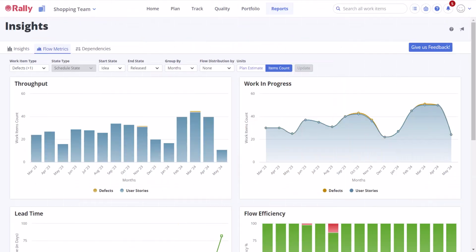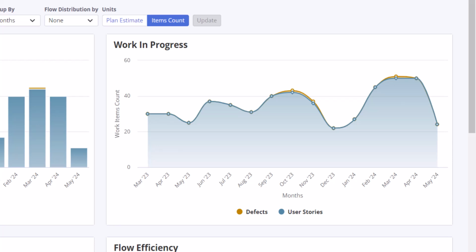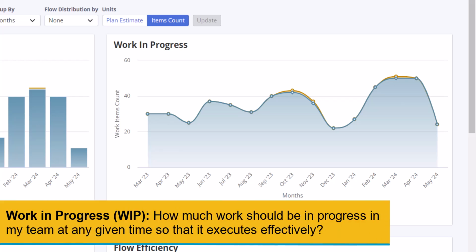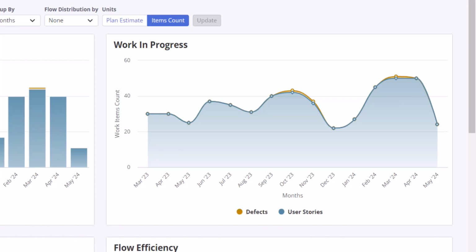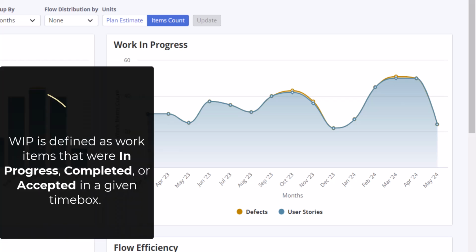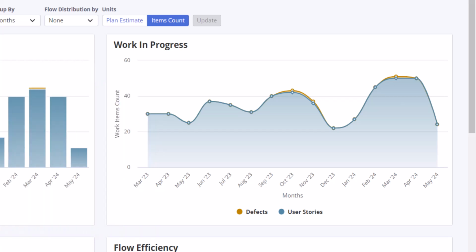The Work in Progress, or WIP chart, answers the question, how much work should be in progress in my team at any given time so that it executes effectively? This chart tracks the work in progress for each time box in the chart for all work items. WIP is defined as work items that were in progress, completed, or accepted in a given time box. Tracking your WIP over time helps you determine the most efficient levels of WIP that maximizes throughput while minimizing cycle time. Excessive WIP can lead to inefficiencies and reduced output.